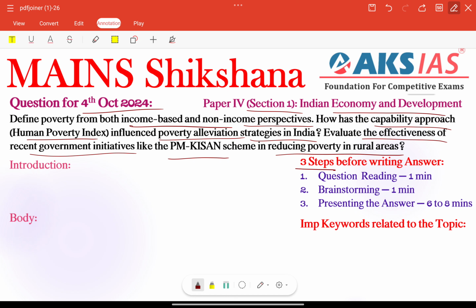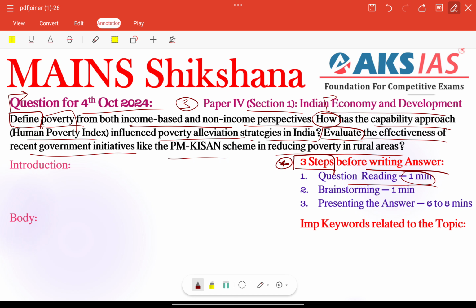Here we need to include our 3 steps before writing the answer. First, question reading: within 1 minute we need to identify different question tags and keywords, right? There are 3 parts in the question, and the main topic is poverty. Very important here: the question tags are define, how, and evaluate. Define means just simple, we can define the particular concepts and also give some examples, that's it. No need to give detailed or brief elaboration here, right?